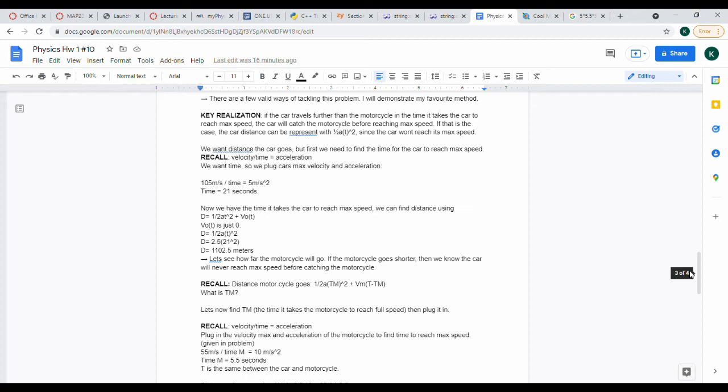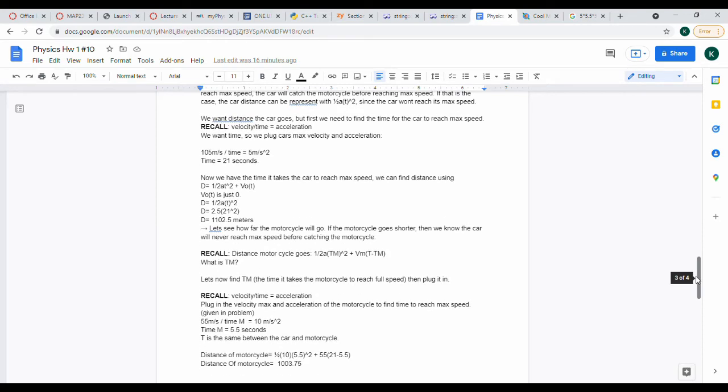And if the motorcycle went farther, that means the car has not caught the motorcycle before it reached maximum speed, which means there will have to be a speed vector for the car's distance traveled. So we simply just need to find the distance the car goes in the time it takes to reach its max speed. To find the time the car takes to reach max speed, just do velocity divided by acceleration, where the velocity is the car's max velocity and the acceleration is the car's acceleration. We find the time, in my case 21 seconds.